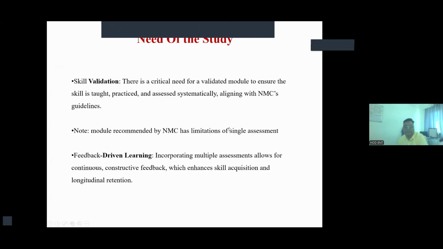summative assessment based on OSCE, and feedback-driven learning incorporating multiple assessments allows for continuous constructive feedback, which enhances skill acquisition and longitudinal retention. Before I start, I would like to mention that the multiple assessments introduced in the present study did not hamper the basic structure of the NMC module, and all the multiple assessments used were primarily in the form of formative assessment.